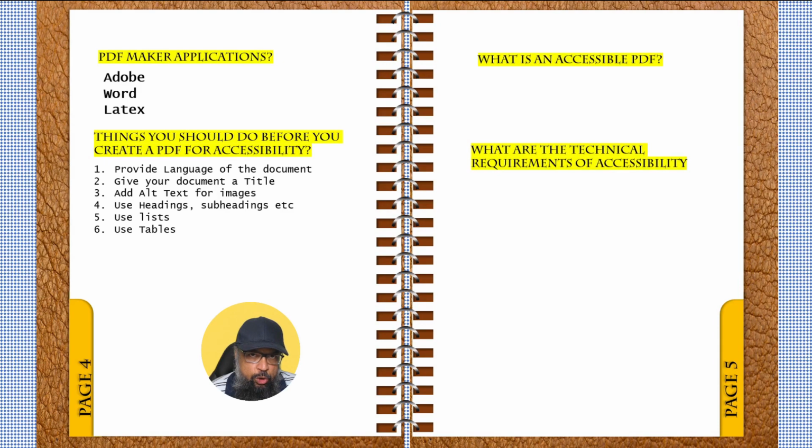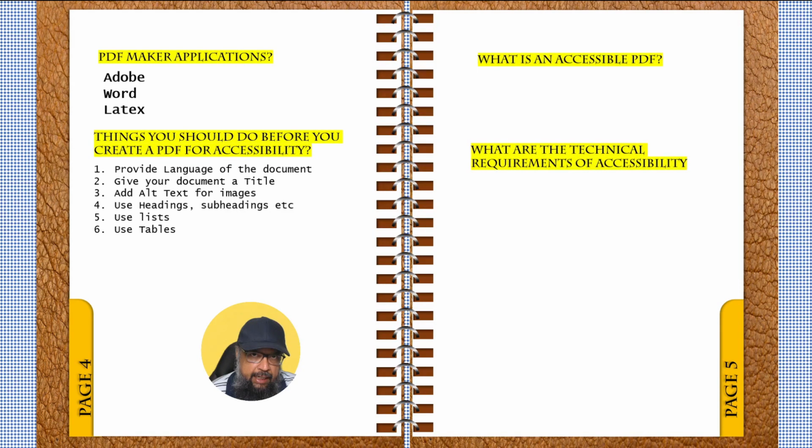So the first thing you should take care of is that you must provide the language of the document in the application. Give your document a title, and add alternate text for images describing the image. So if there is a tree and a kitten, you explain something like, an image of a tree and a kitten. And this is also true for form fields. You must put some description.